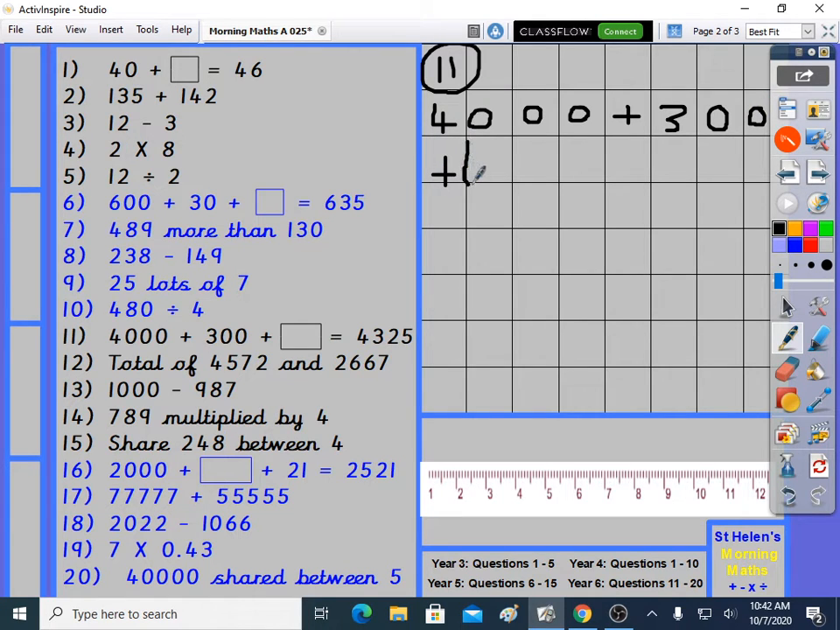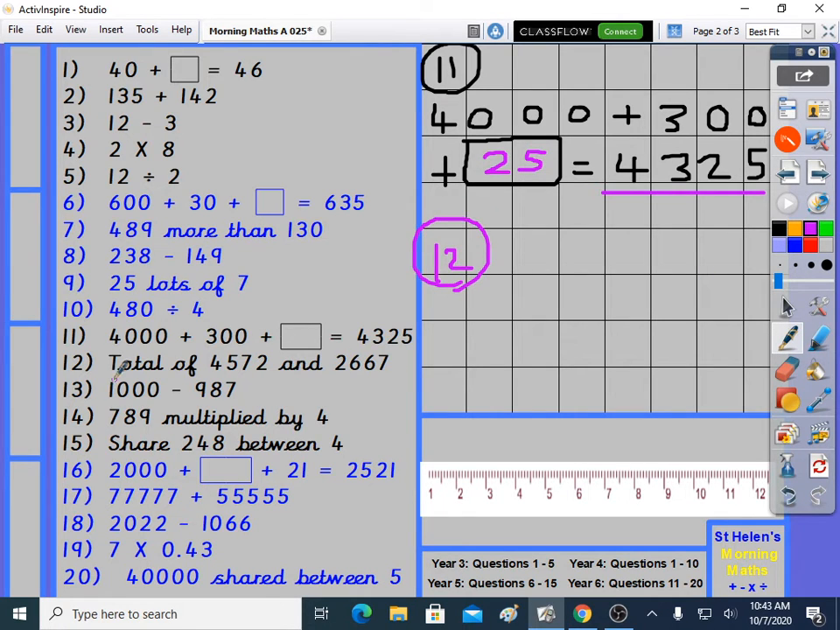Plus this mystery. 4,000 plus 3,000 plus a mystery equals 4,325. So here we have 4,325. Here we have the 4,000, that's that. Here we have the 300, that's that. What's missing is the 25. So 25 goes in the box. 4,325 literally equals 4,325. And question 12.